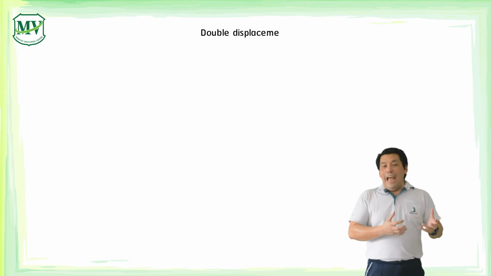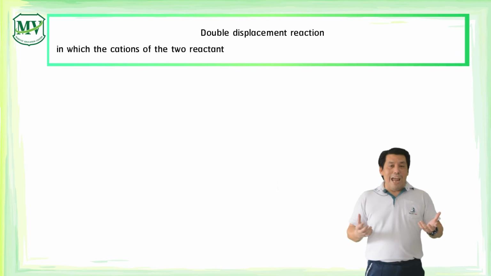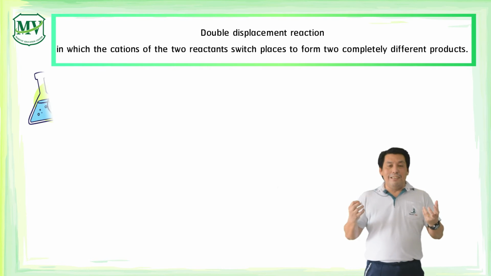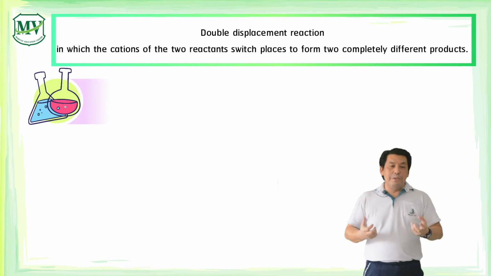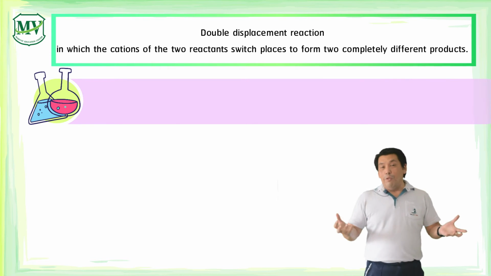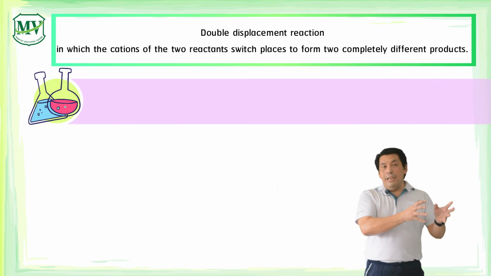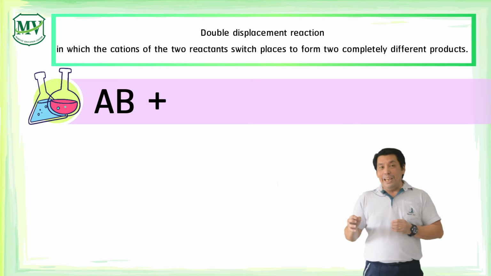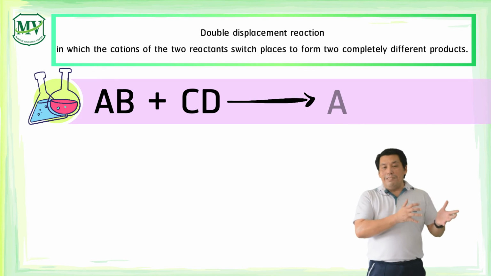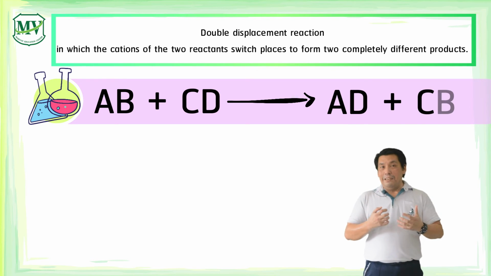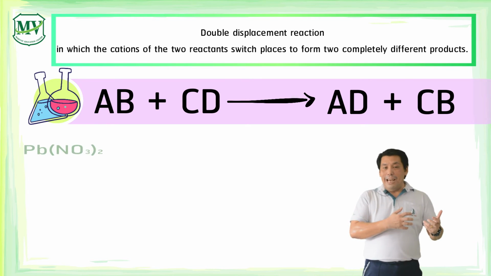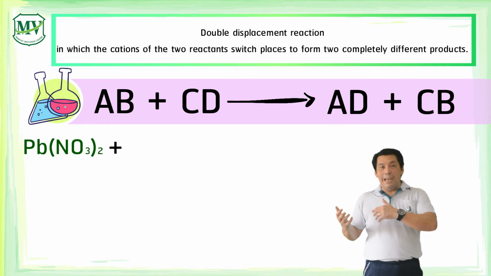Another type of chemical reaction is the double displacement reaction, in which the cations of the 2 reactants switch places to form 2 completely different products. A general form of this reaction is AB plus CD will yield AD plus CB. An example is the reaction of lead nitrate with potassium iodide to form lead iodide and potassium nitrate.